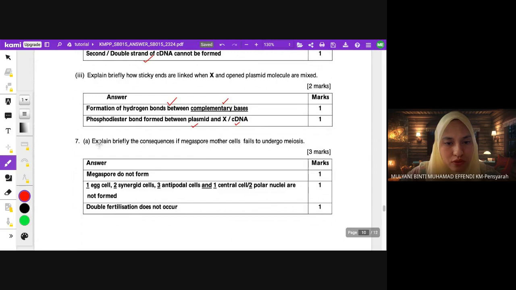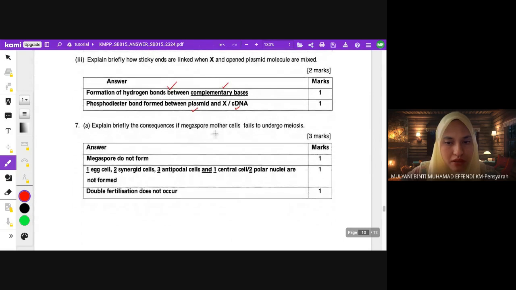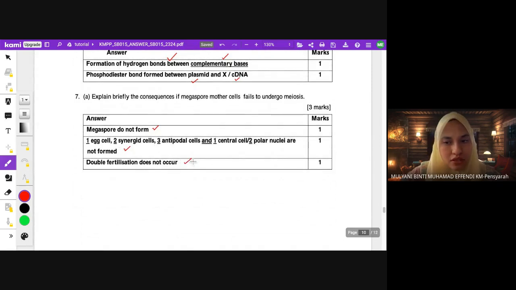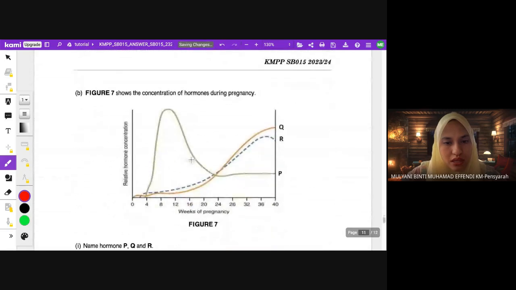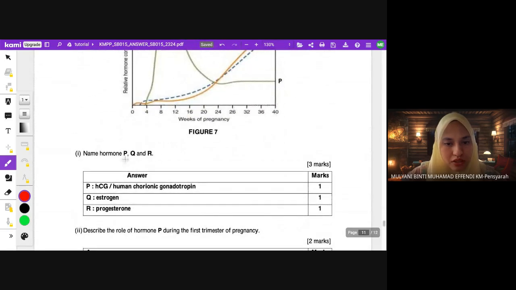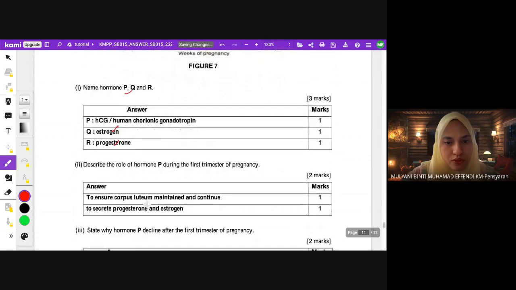So explain briefly soalan nombor 7. Briefly as consequence if megaspore mother cell fails to undergo meiosis. So megaspore do not form. Okay. So tak dapat terhasil dan semua yang 8 sel tu tak akan dapat terhasil. And then double fertilization does not occur. So 3 markah di situ. And then ini hormones during pregnancy. So P adalah HCG, Q adalah estrogen, R adalah progesterone. So soalan ni adalah straightforward sahaja.